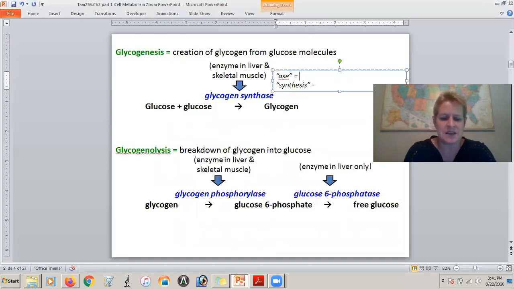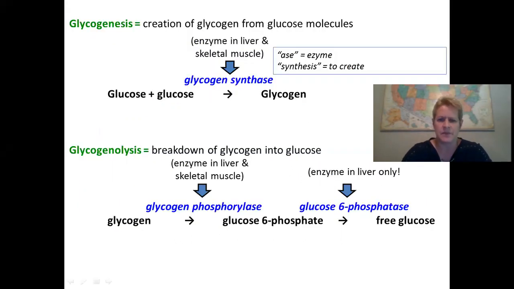If it ends in ASE, that stands for an enzyme. And synthesis means to create as well. It's another word for creation. So if you look at this, the enzyme, ASE, that synthesizes, and the word that it's producing is in front of the enzyme, glycogen. So it literally means the enzyme that synthesizes glycogen. Okay? All right. Now, that's glycogenesis.